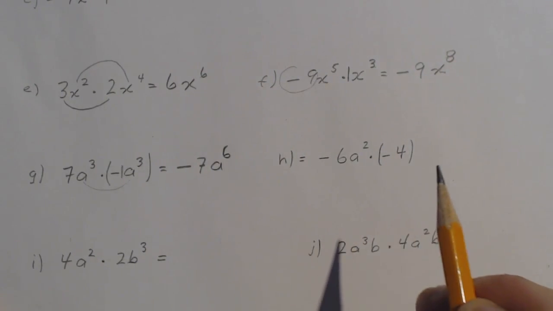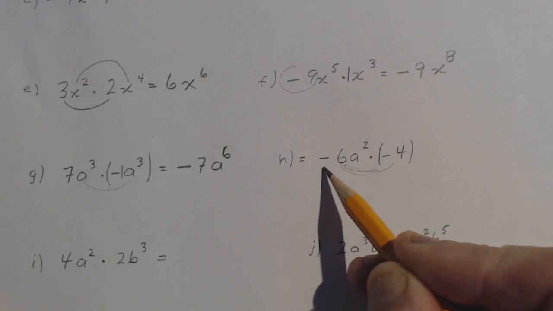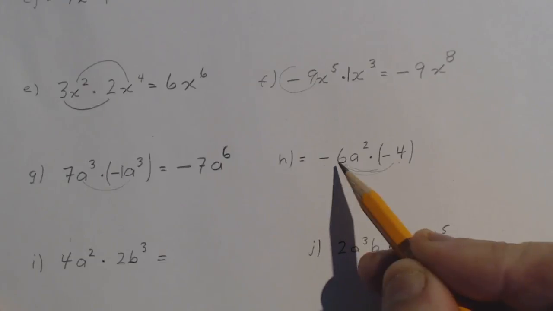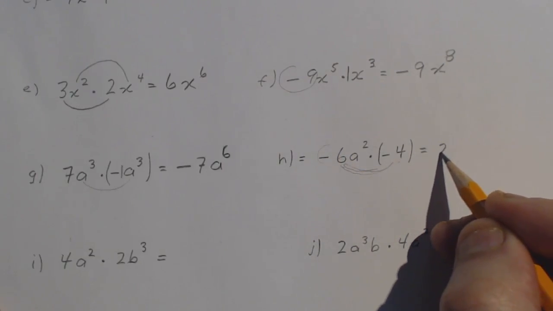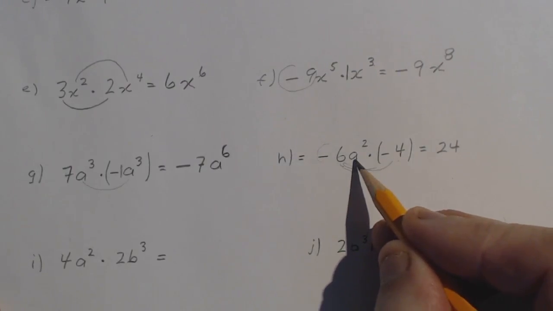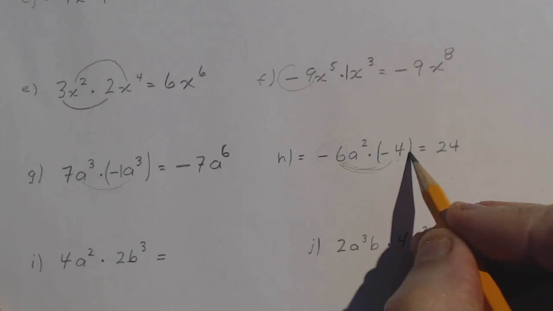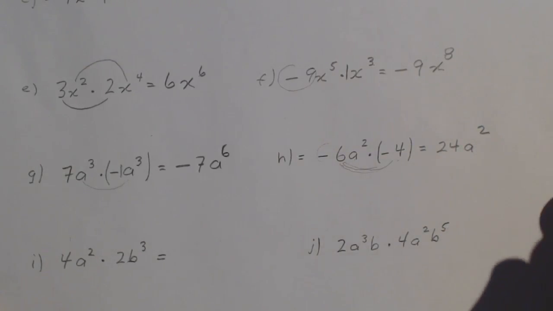Number H. Now we multiply the negative 6 and the negative 4 first. So negative 6 times negative 4 will give plus 24. We have a squared there and no variable there, so it's just 24a squared.